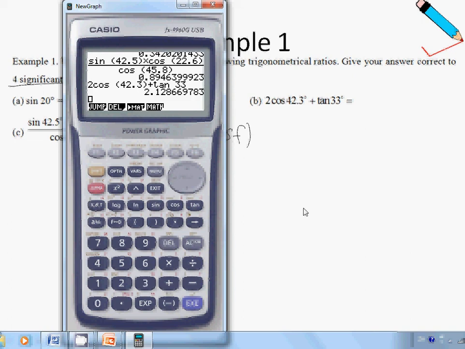So you must be wondering why we are doing all this. It seems like a simple example, but basically over here we're just getting you familiarized with the sine, the cosine, and the tangent buttons on your calculator. So for the last answer it's just 2.129.